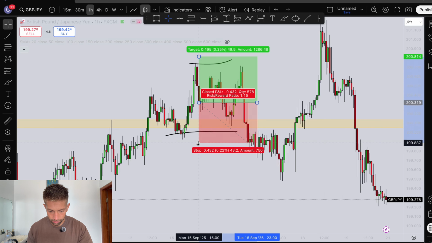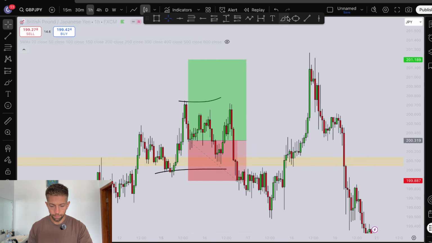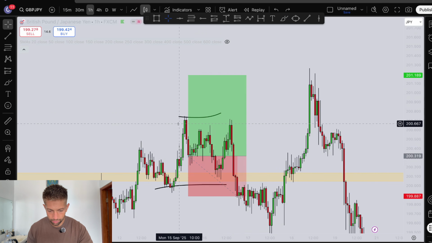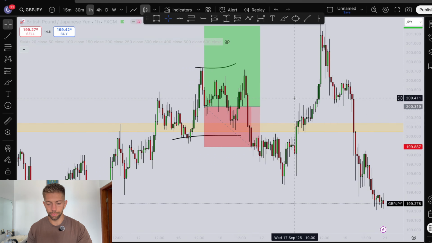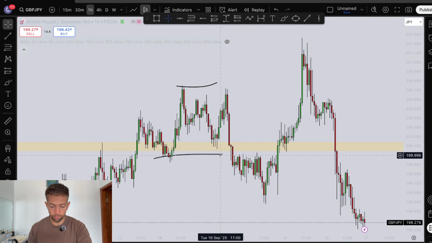I placed my stop loss under this low, and I was targeting 2R, which was at this high. Price tapped this high, but I never moved to break even. I was still thinking price is gonna go higher, but I got stopped out. Okay, I got stopped out.